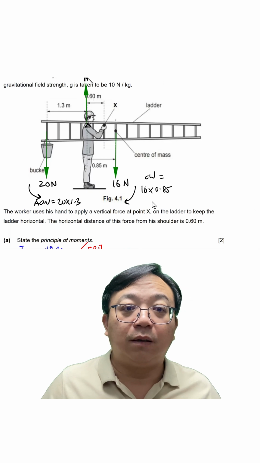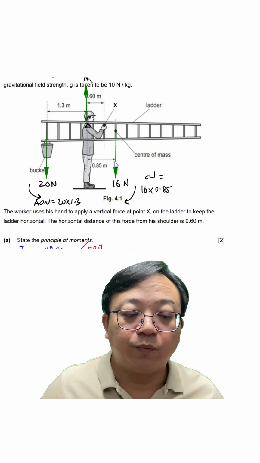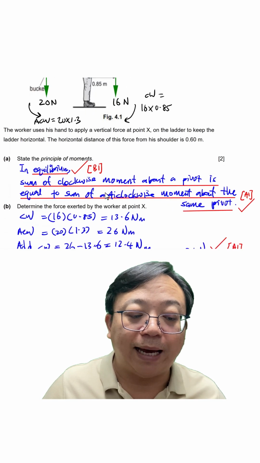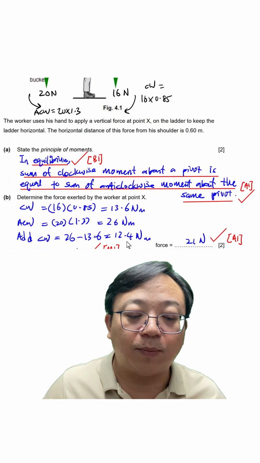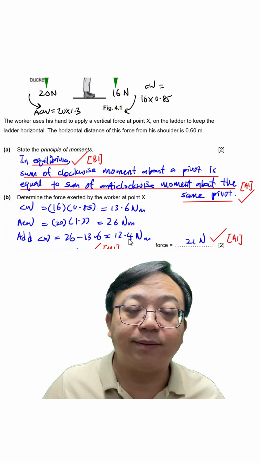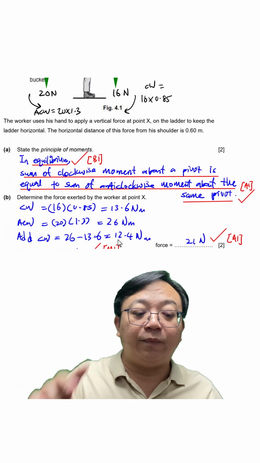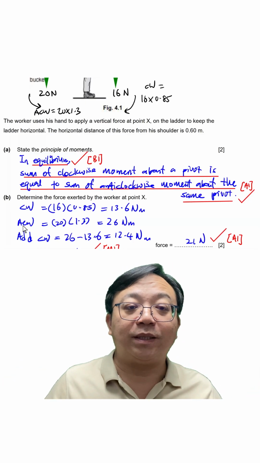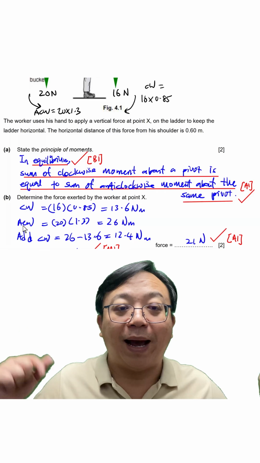But then it is not in equilibrium. This one must provide what moment to balance it? Now you got excess moment, right? Excess how much? 36 minus 13.6. Excess 12.4 Newton anti-clockwise. So you must, of course, add a clockwise moment to balance it back, right?